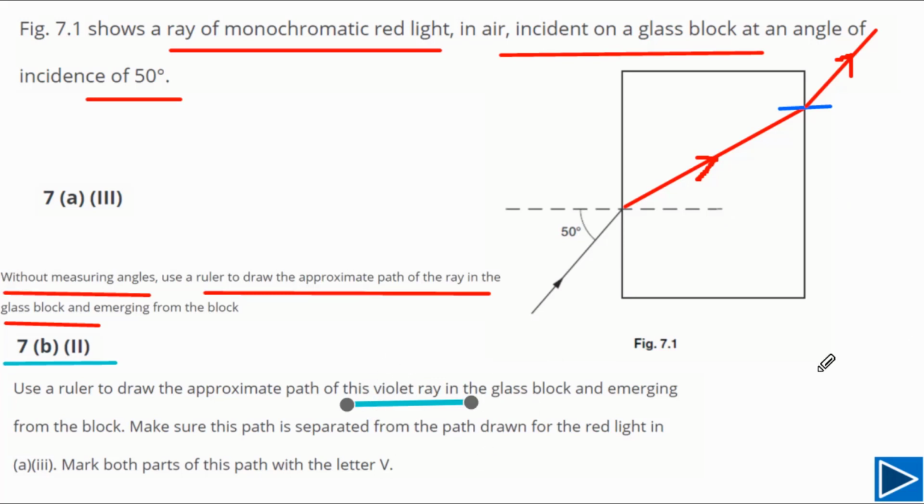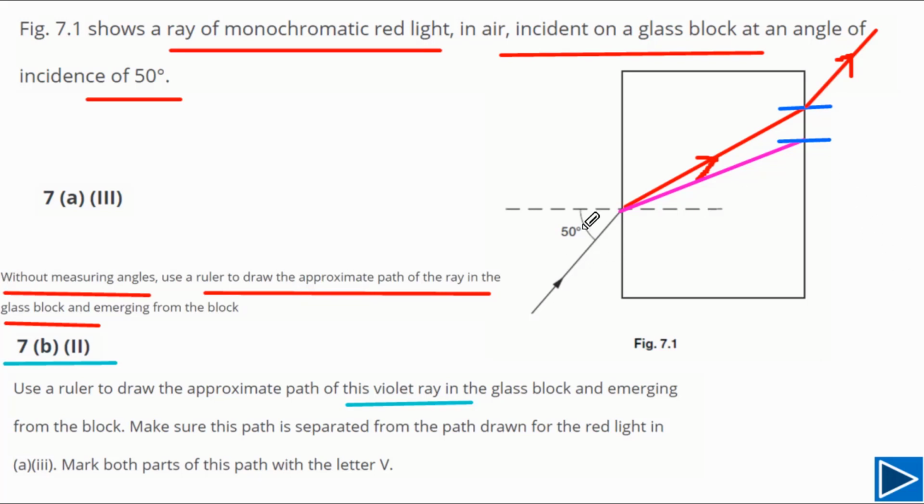Based on this concept, let's try to draw the path of violet light. We will use this pink color for violet. So this is the refracted ray, meaning this is bending more. We need to draw the normal at this point. This is how we can draw the normal. Again, we need to draw the emergent ray.